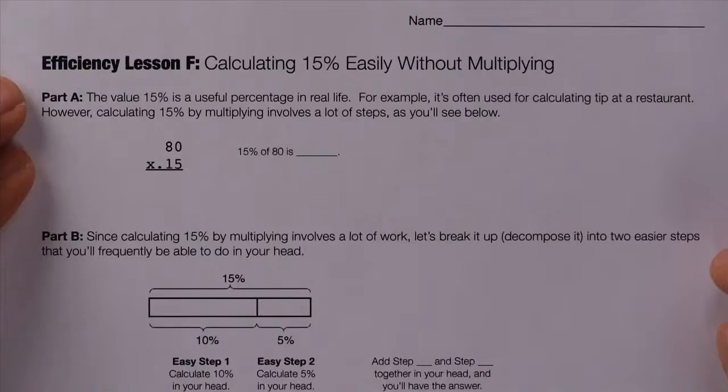In Lesson F, we're going to calculate 15% of a number easily in our head without multiplying. 15% is a useful percentage in real life. For example, the customary tip in a restaurant is 15%. However, calculating 15% can involve a lot of work. Take a look at part A.